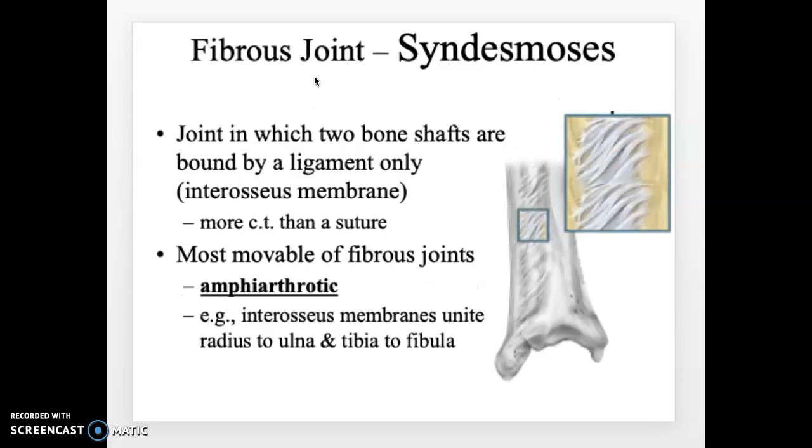Next type of fibrous joint is called a syndesmosis. This is your fibula and your tibia, which you guys should be familiar with by now. These are the bones in your lower leg. The syndesmosis hold these two bones together. They have a little bit more movement than a suture, so these are like amphiarthrotic. Same thing happens in your arm with your radius and your ulna.